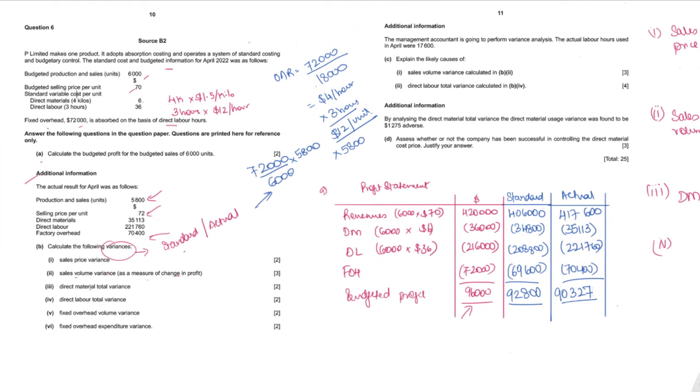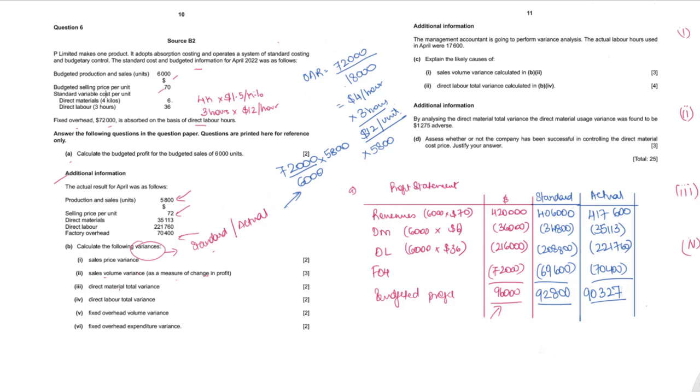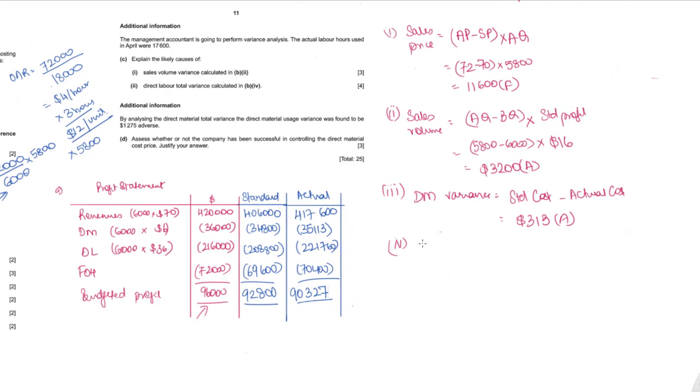Then the next one, they want us to calculate the direct labor total variance. This is also similar to the total direct material variance, where we will be taking the standard cost of labor minus the actual cost of labor. We've already calculated the numbers here. So when you take the difference, 208,800 minus 221,760, we get a variance of 12,960 adverse, because actual cost is higher.